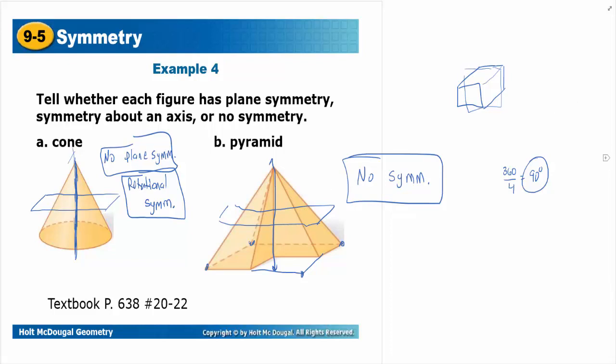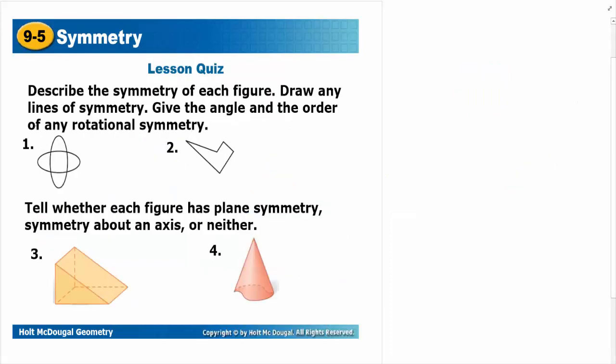Okay, all right, so we're going to have our lesson quiz. Remember, you can pause this so you can get everything written down. So make sure you pause that video. It's just those 4 questions, so it should go pretty quick.